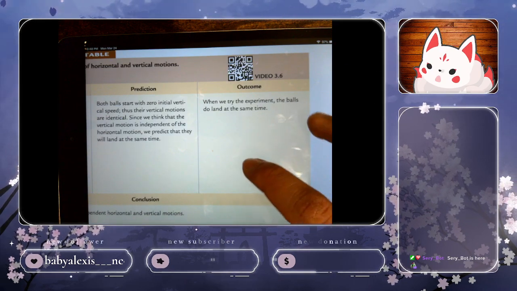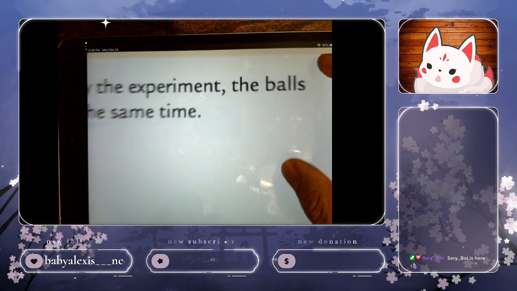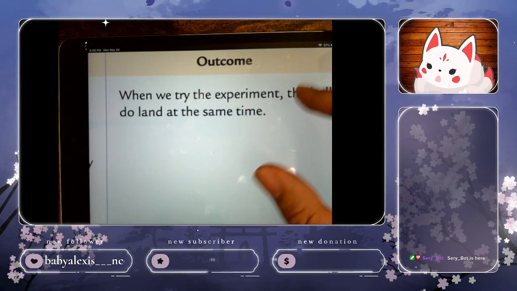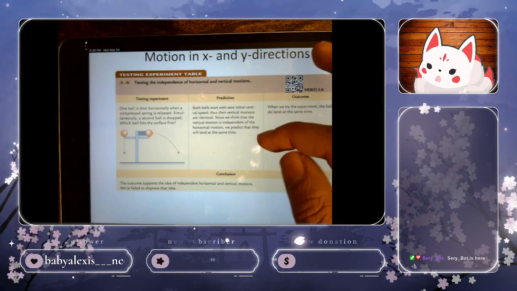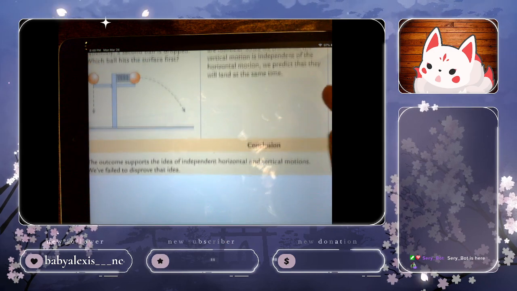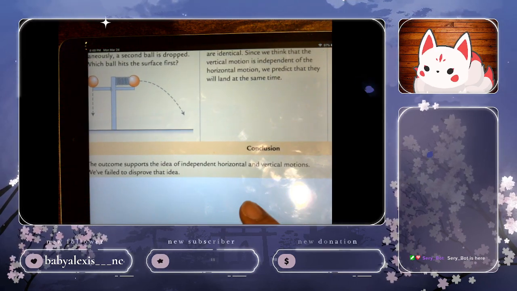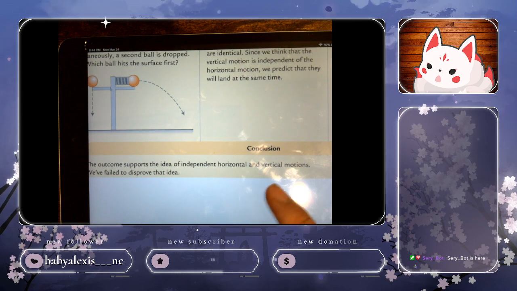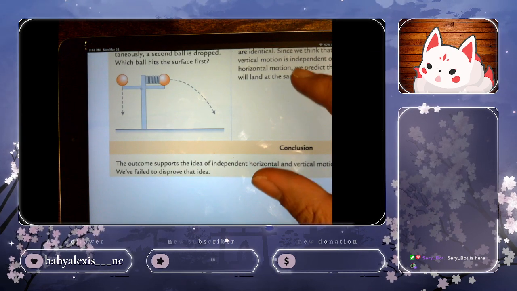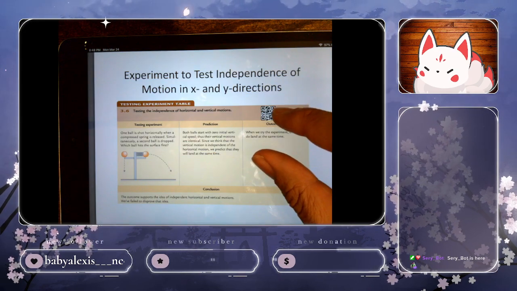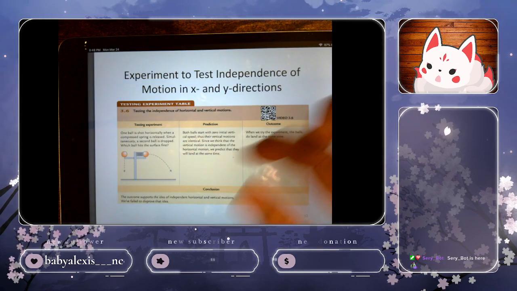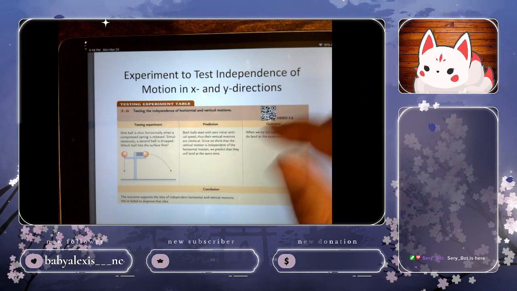And then the outcome: they do in fact land at the same time. So, science is in fact correct. The outcome supports independent motions, so the conclusion is the idea of independent horizontal and vertical motions. We failed to disprove this idea. The idea is correct. They're independent, as of this example.